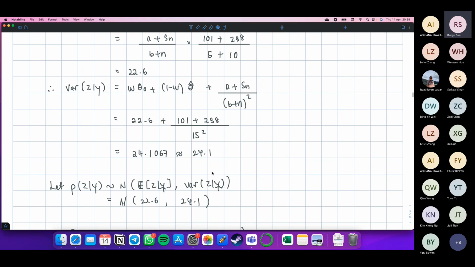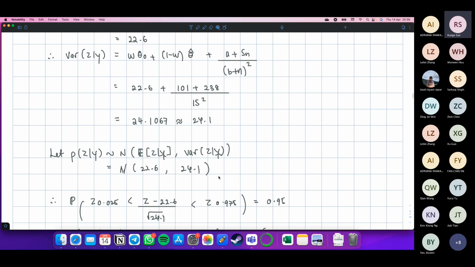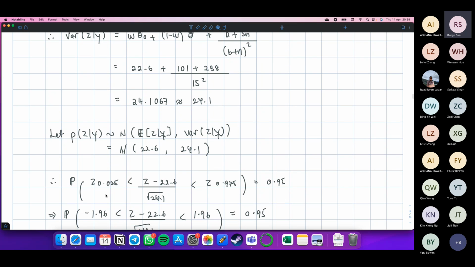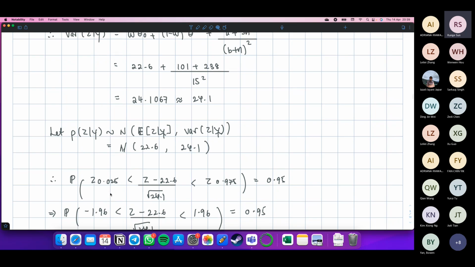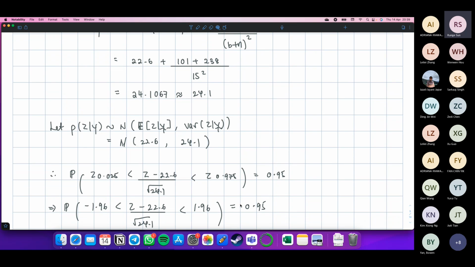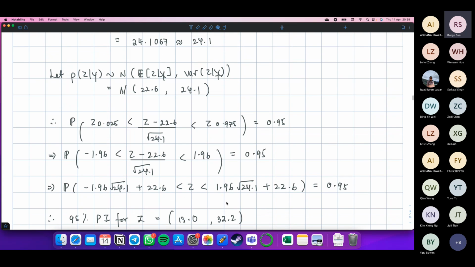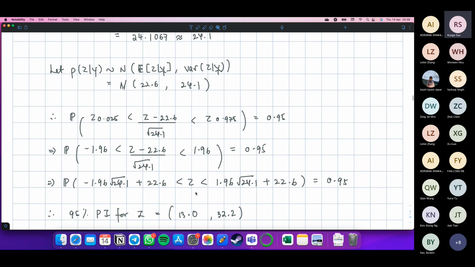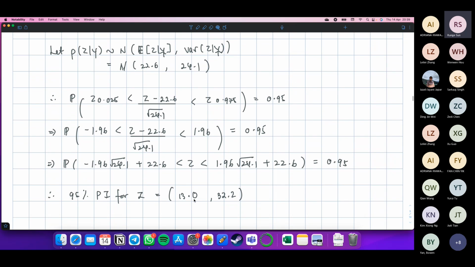Since it's normally distributed, we can find the predictive interval. The probability that the standardized Z is between negative 1.96 and 1.96 is 0.95. With a bit of algebra, we can see that the 95% predictive interval for Z is between 13 and 32. Okay, so that's my solution.